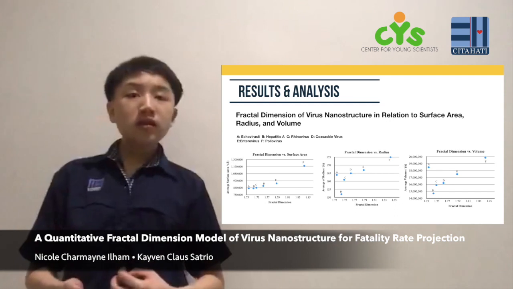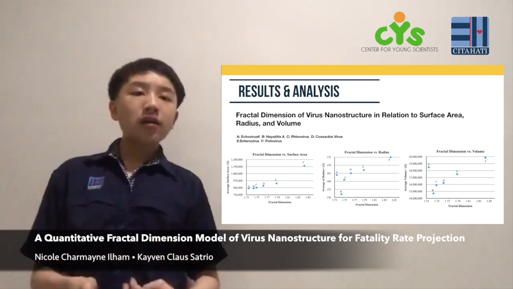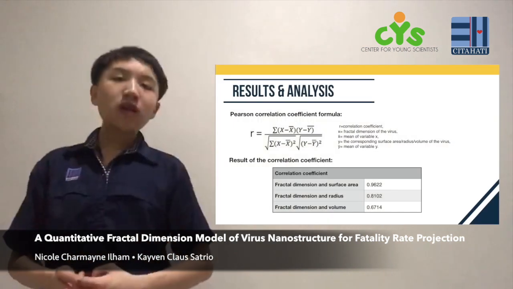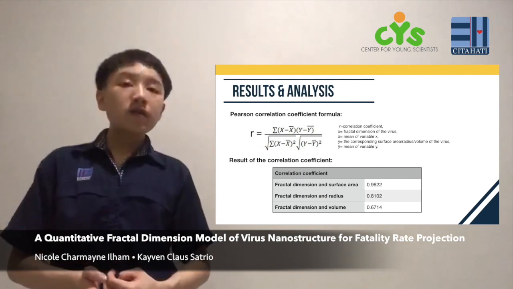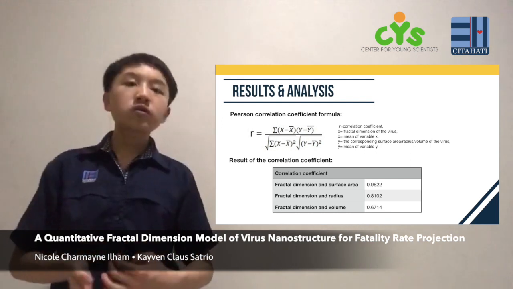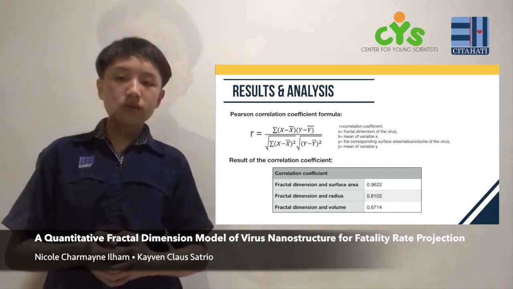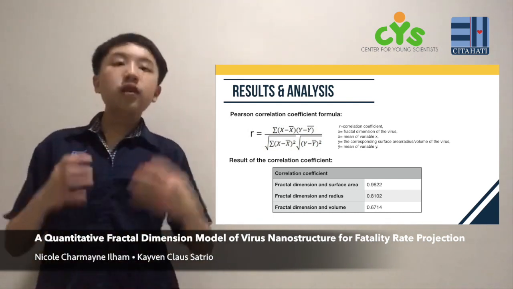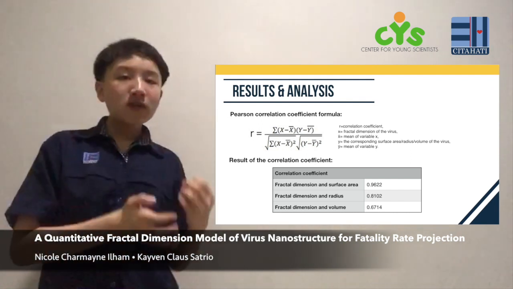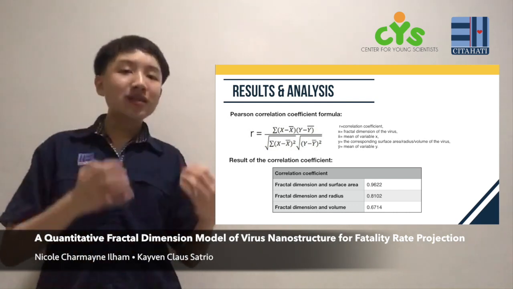Those three graphs resulted from the correlation between the fractal dimension of the nanostructure of a virus and the radius, volume, and surface area of a virus. Here are the results of the correlation coefficient between the fractal dimension of the nanostructure of a virus and radius, surface area, and volume, which we calculated using the Pearson correlation coefficient formula. The result shows that the correlation coefficient between the fractal dimension of the nanostructure of a virus and the surface area of a virus is the highest, which means it is the most correlated.